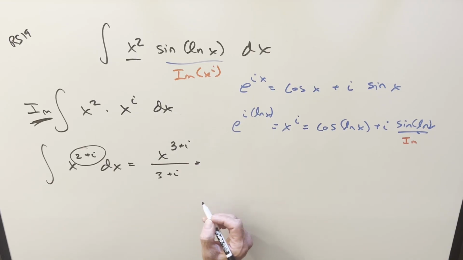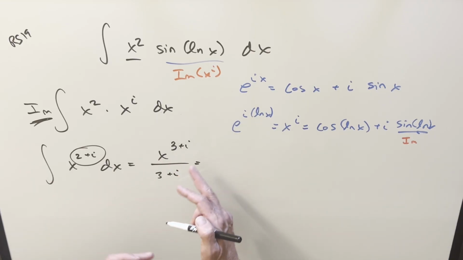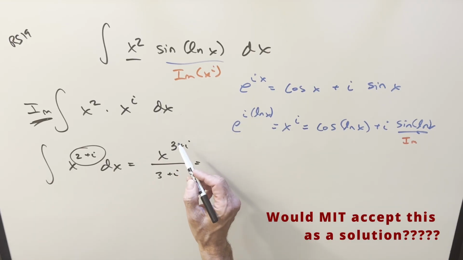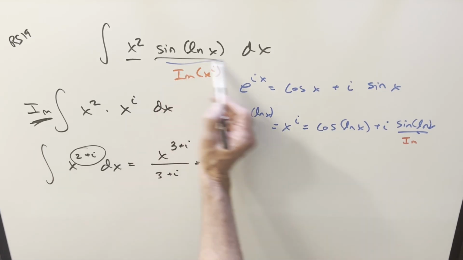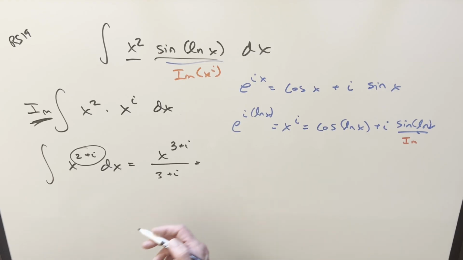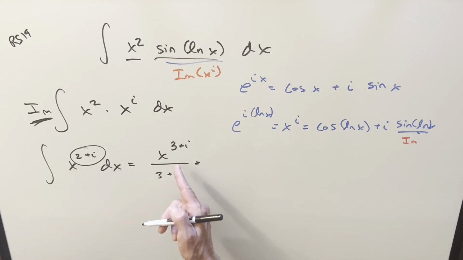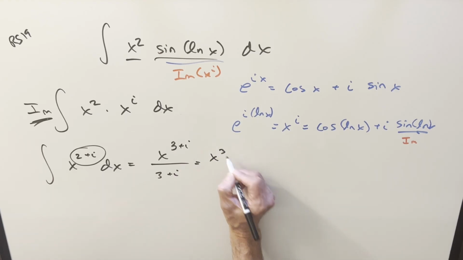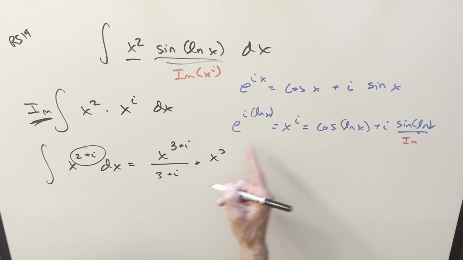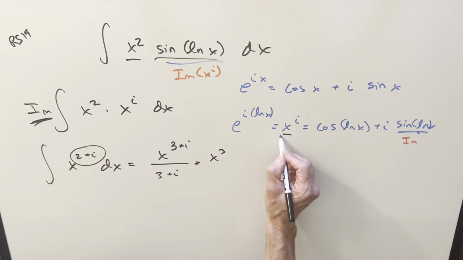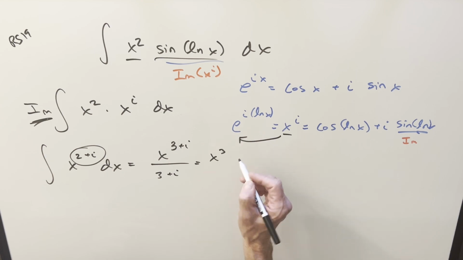All the work is actually just trying to get back to how you're going to represent it. I don't think MIT would accept it in this form, even though it's kind of a solution, right? But we want to get it back and write it something like this, and we also want to see the solution we got in the other video. So we can break this up again and write it as an x cubed, and then we'll have left an x to the i.